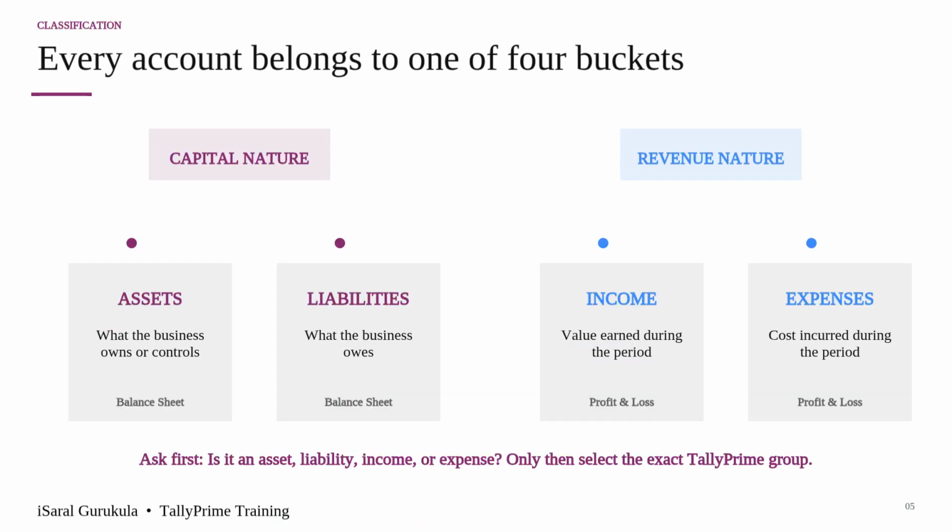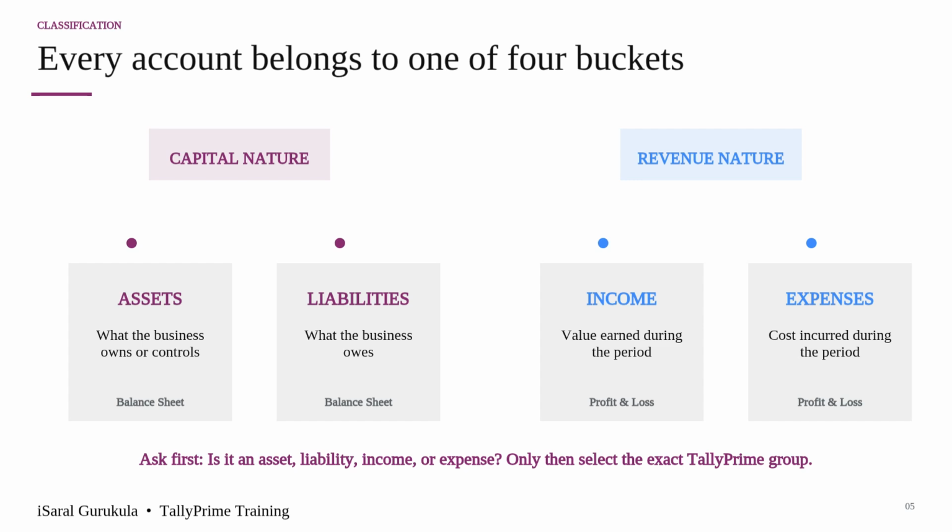Every account in TallyPrime belongs to one of four buckets. First, assets, what the business owns or controls. These appear on the balance sheet. Second, liabilities, what the business owes, also on the balance sheet. Third, income, value earned during the accounting period. This goes to the profit and loss statement. Fourth, expenses, costs incurred during the period, also on the P&L.